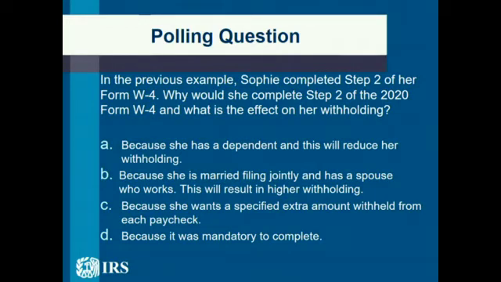In the previous example, Sophie completed step 2 of her Form W-4. Why would she complete step 2 of the 2020 Form W-4, and what is the effect on her withholding? Is it A, because she has a dependent, and this will reduce her withholding; B, because she is married filing jointly and has a spouse who works, this will result in higher withholding; C, because she wants a specified extra amount withheld from each paycheck; or D, because it was mandatory to complete.